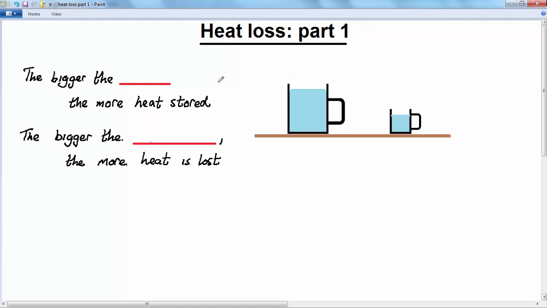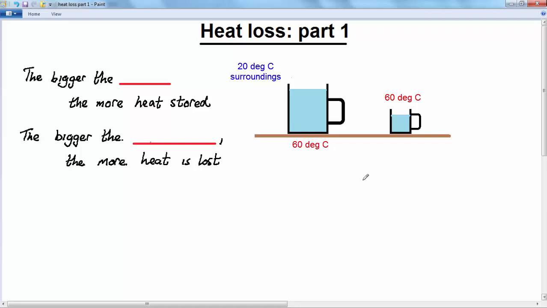In this lesson we're going to continue to look at the heat loss problem. In the last lesson we looked at ways in which heat can be lost from an object, and in this lesson and the next lesson we're going to look at what affects the rate at which heat can be lost from an object. You're probably aware that if you've got a very large mug of tea and a tiny cup of tea at the same temperature, then the temperature of the smaller cup of tea will fall a lot faster than the larger cup of tea.